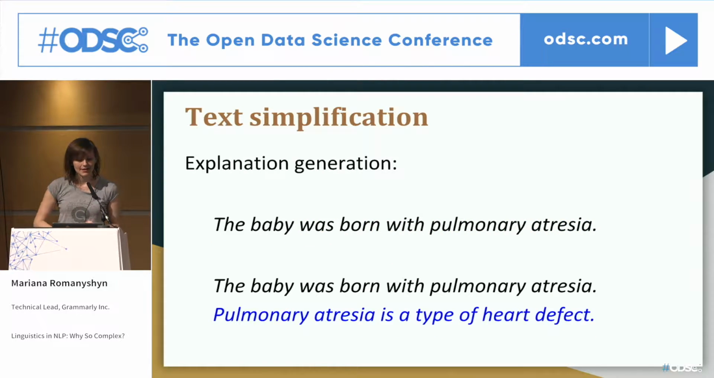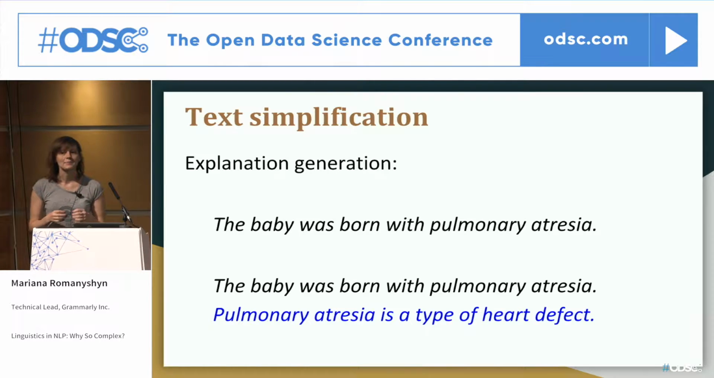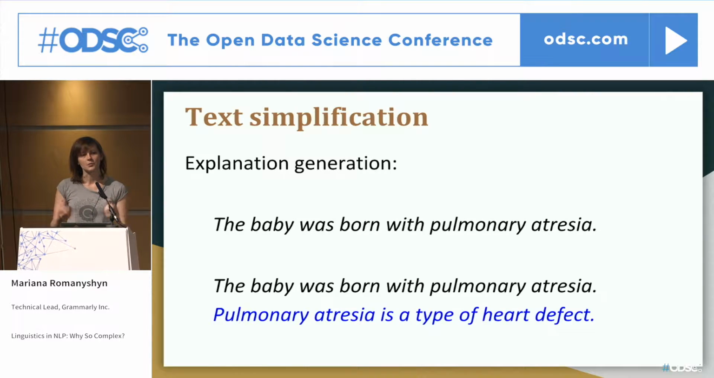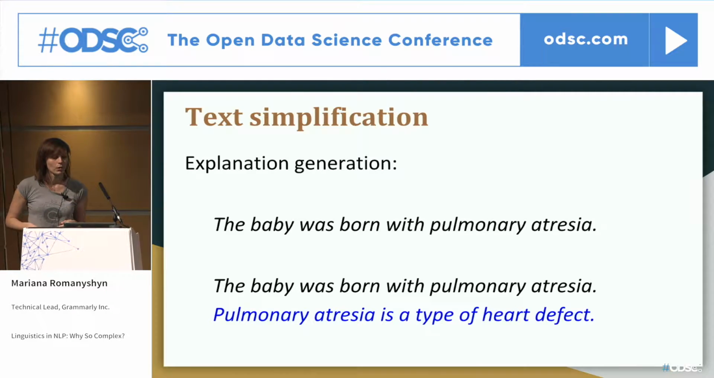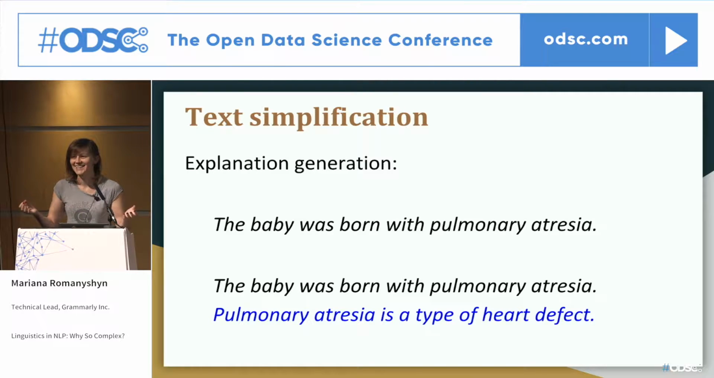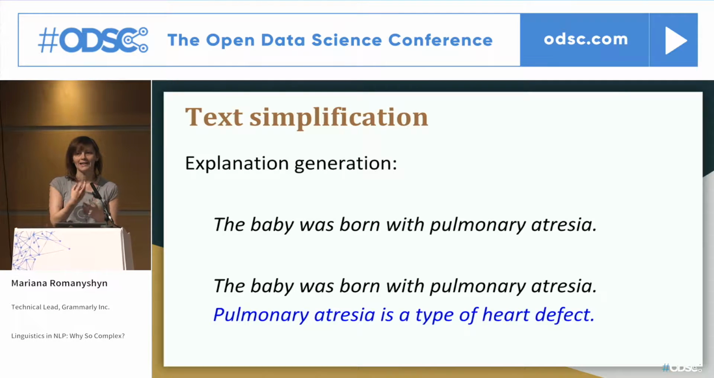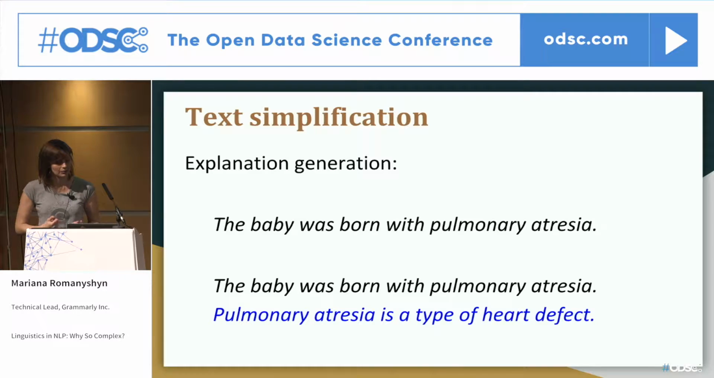And explanation generation, since I mentioned that too, is actually simplifying text by making it longer, by enriching it with information that wasn't there. Like if you say the baby was born with pulmonary atresia, how many people know what pulmonary atresia is, right? So when you want to simplify the text, you would add an explanation of what pulmonary atresia is, and your simplified text will actually be longer than the original text.